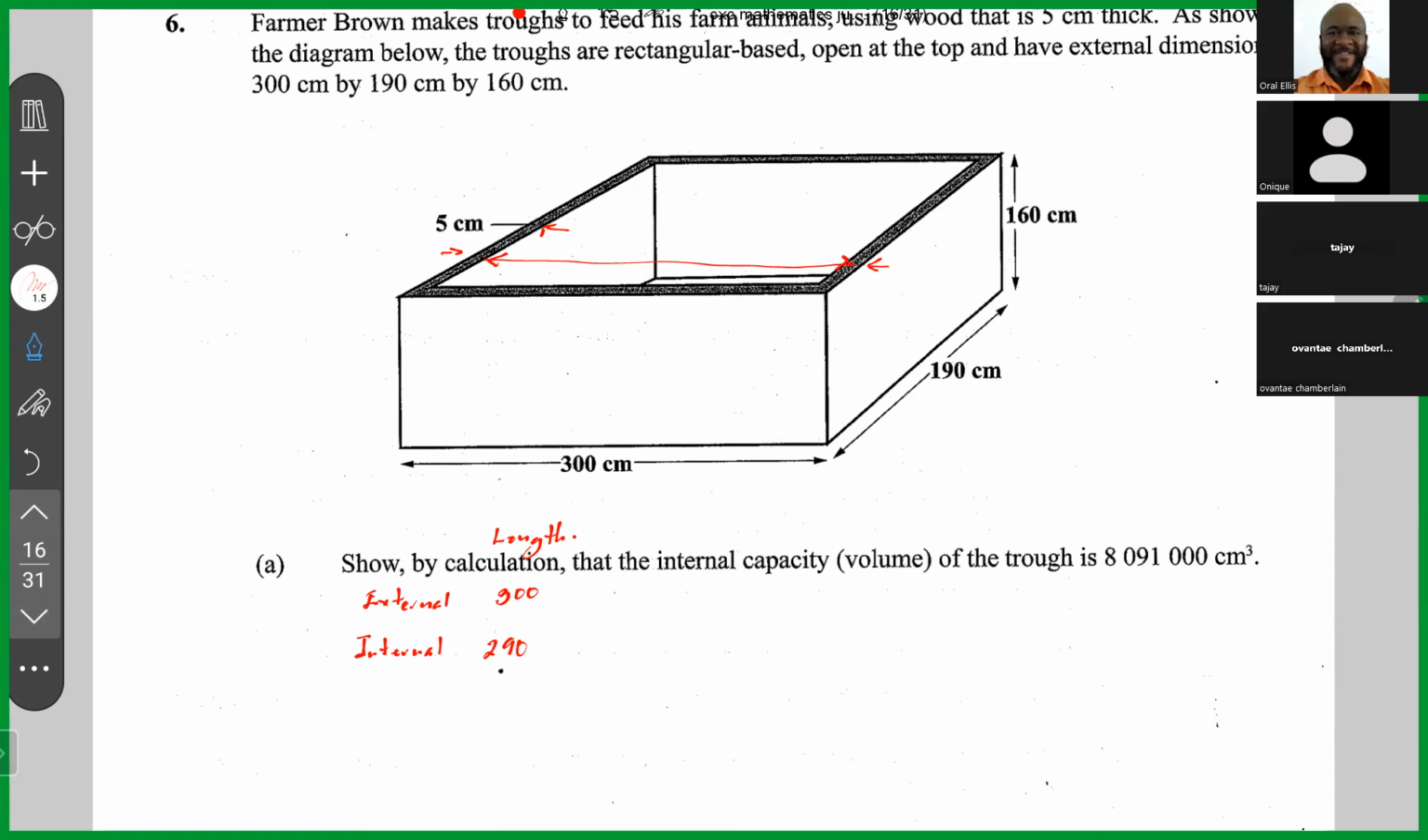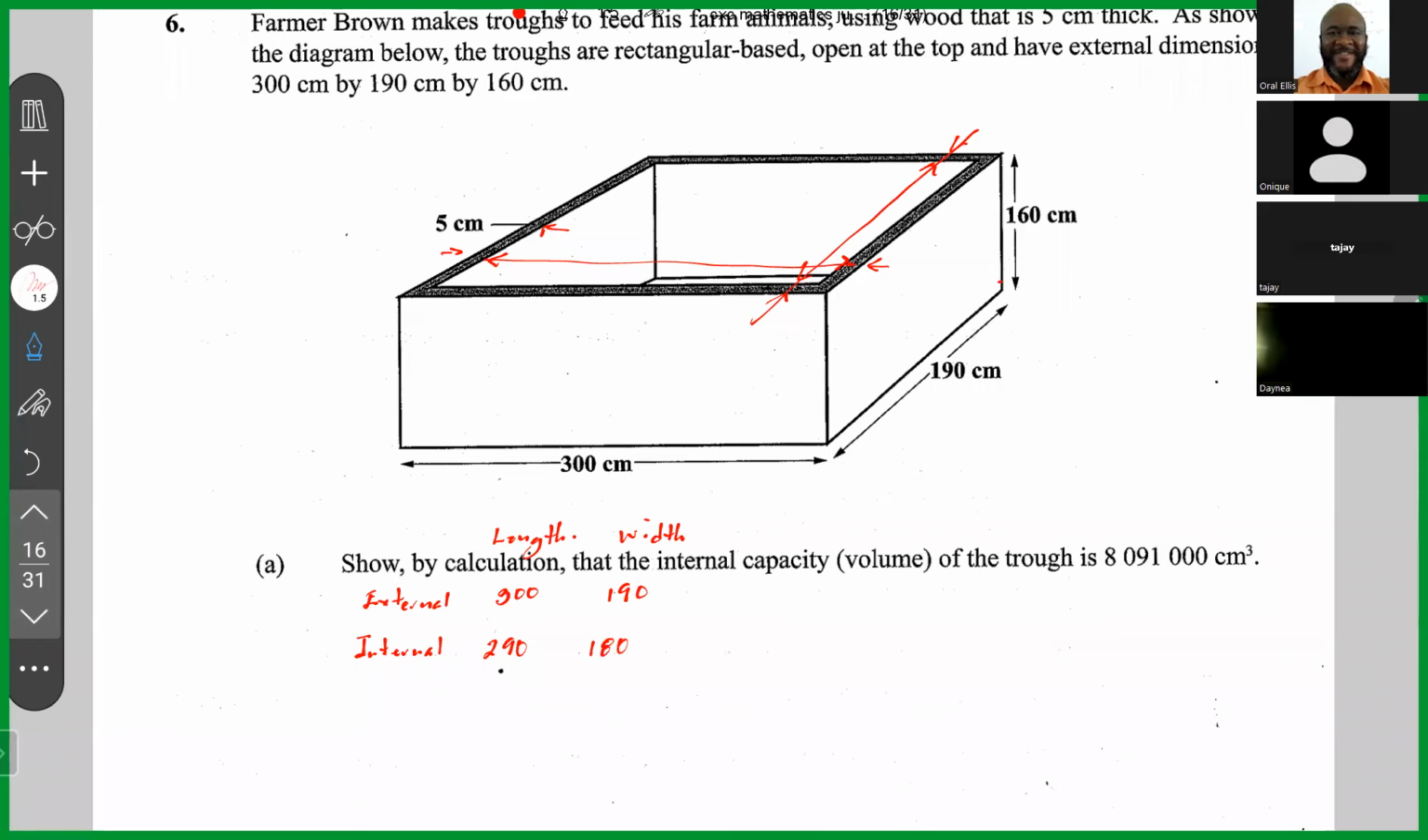The internal width, the external width is 190. Now, this is the width. Now, we need to take 5 centimeters from each side. So in other words, to get the internal width, I have to take 10 centimeters from the 190. So it's 180 centimeters.